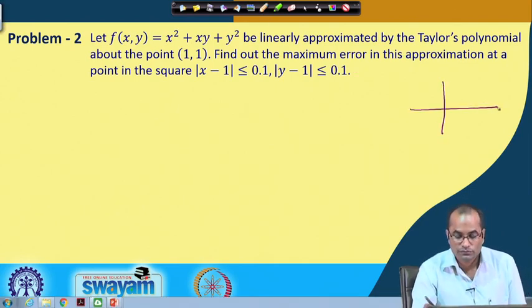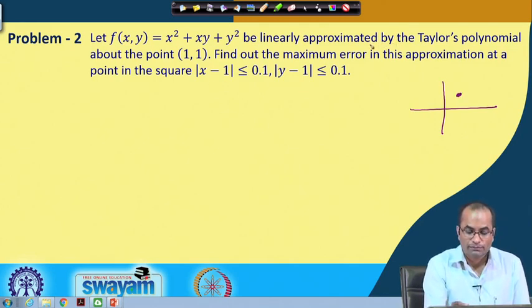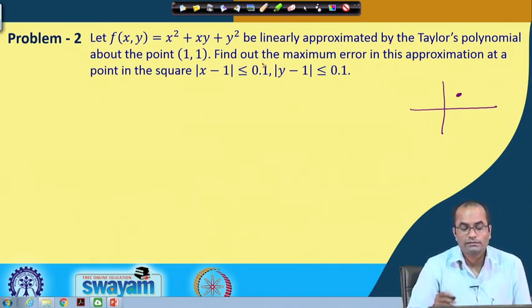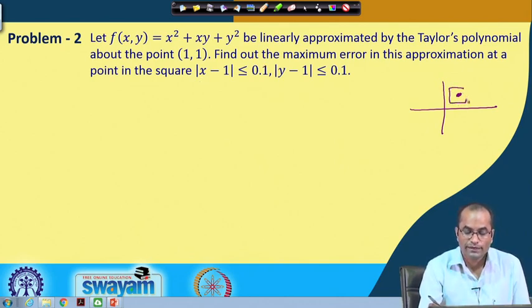So, what we want to discuss here is that if we have this (1, 1) point, for example, and we are expanding this function around this point by a linear approximation, so only the linear terms are considered in the approximation, and we want to find out the maximum error in that linear approximation if we take any point in this square around the point (1, 1). So this is 0.1 here, this is 0.1, or the whole edge here is 0.2 from here to here.